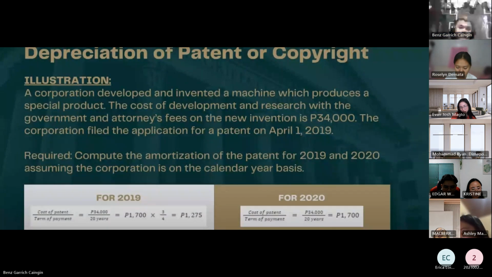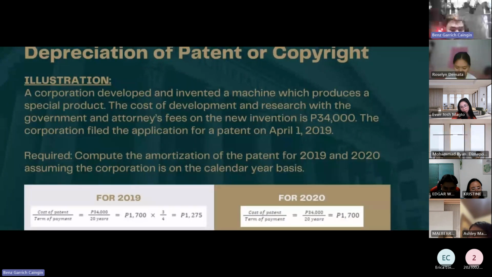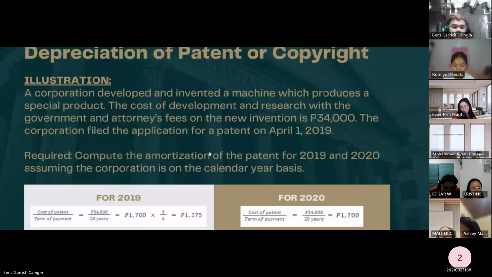The application for the patent was filed on April 1st, which is the first quarter of the year. Now the answer then would be 1,275 pesos, which is then the amortization of the patent for 2019. Now for 2020, it is the same process. However, we will not be multiplying it by 3/4 because we are looking at the whole year. So for the amortization of year 2020, it will be 1,700 pesos.